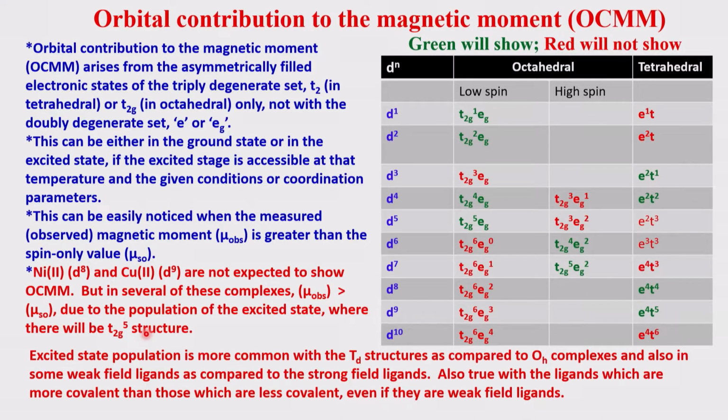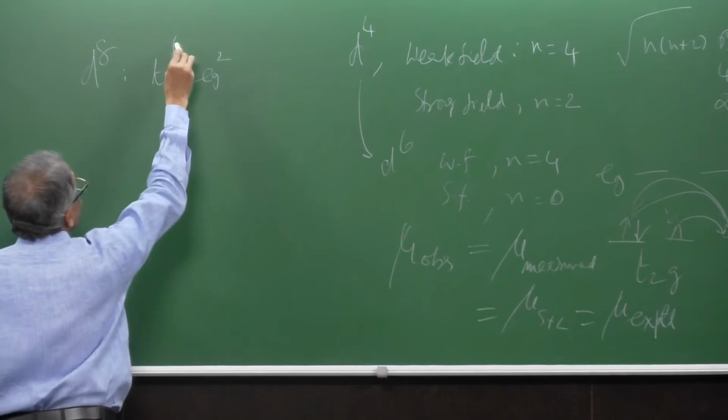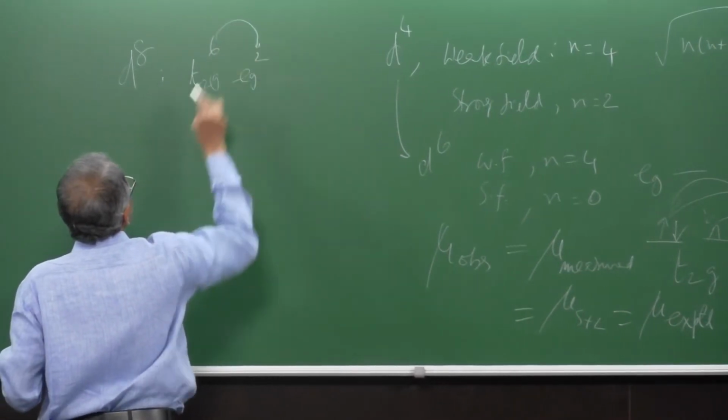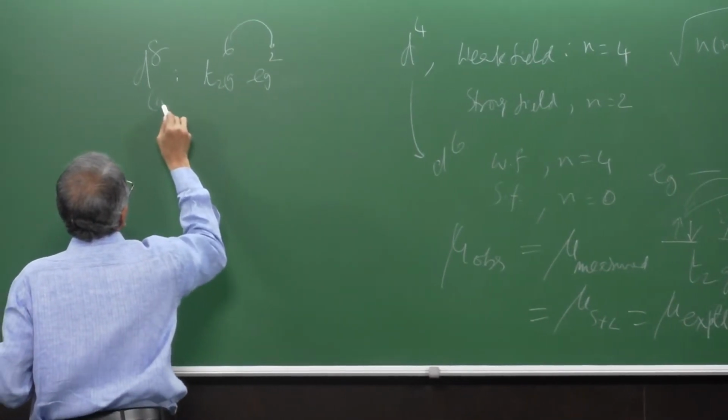That is not possible because of the configuration that we have seen, but it is possible if you take one of the electrons to a higher energy level. That is what is called the excited state. I have some examples, I will show you that. So, when it goes to the excited state, what will happen? Originally in the D8 you have T2G6 Eg2. Now, what I am saying is, you take one of the electrons and put it here. So that is the excited state, this is the ground state.